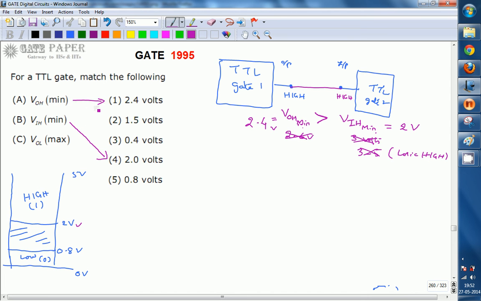Okay, and next we are going for the other one. Now if the logic level is at low level, we are going for the same TTL gate. TTL gate 1 acts as output, which is connected as input for TTL gate 2. Now instead of high level, we are going for the low level. The low level generated by TTL gate 1 should be accepted by TTL gate 2, so that whenever you connect, a proper low level is transmitted to TTL gate 2.